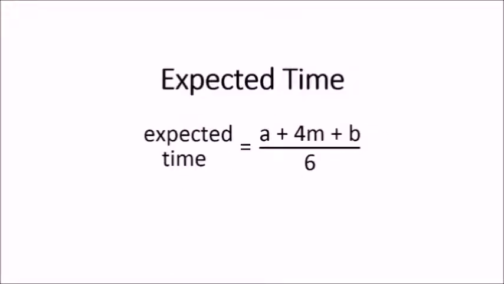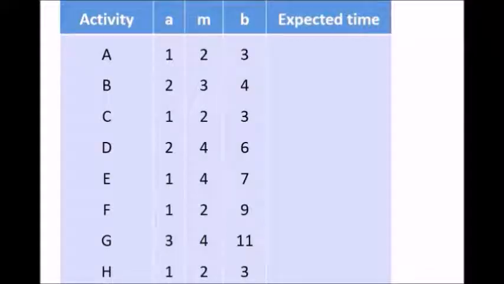From the three time estimates, we can calculate the expected time. This is given by the formula expected time equals A plus 4M plus B, divided by 6. Back to the example about General Foundry. We can calculate the expected time using the formula A plus 4M plus B divided by 6 for each activity.